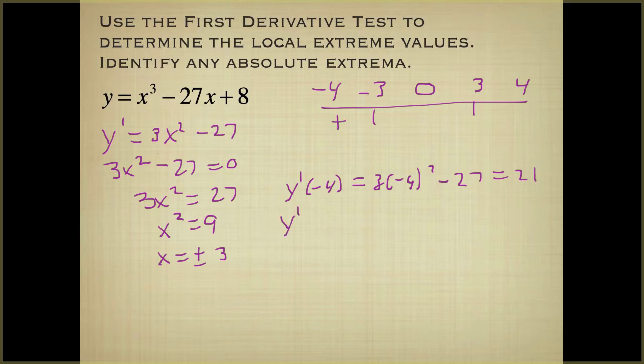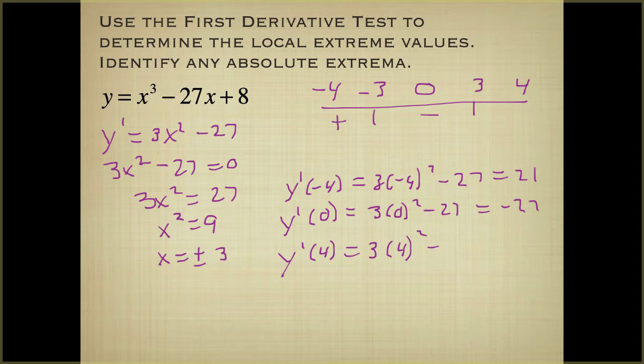We have y prime at 0. We have 3 times 0 squared minus 27, which is negative 27. We have a negative, and then we put in y prime of 4, and we evaluate it. And when we evaluate it, we again get 48 minus 27, which is 21, which is positive. So looking at our sign chart, we can see we have increasing up to negative 3. At negative 3, we start decreasing all the way to 3, and then at 3 we start going back up.